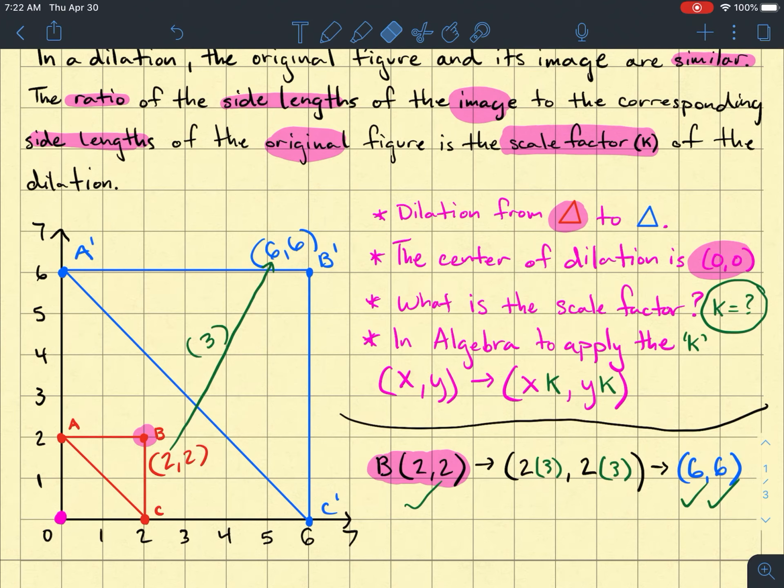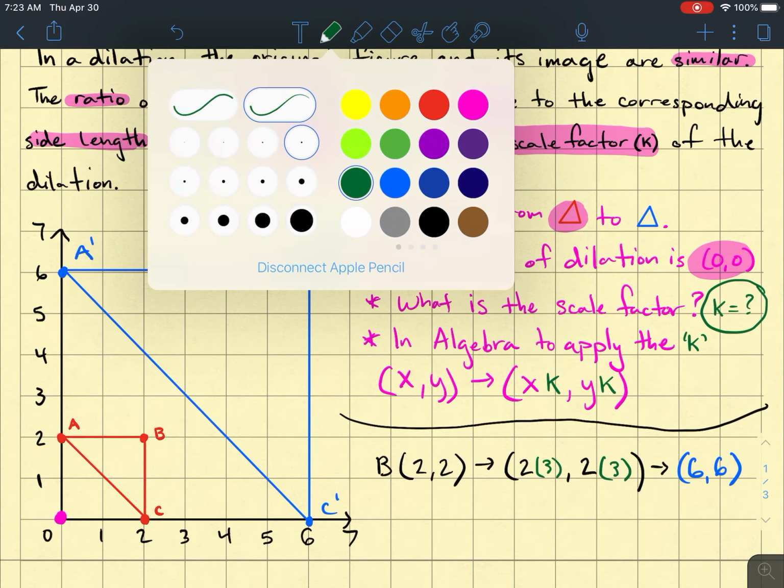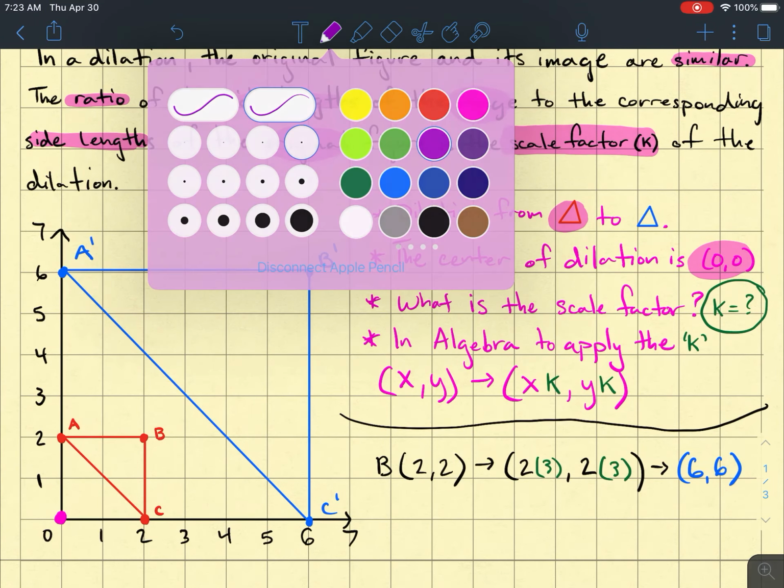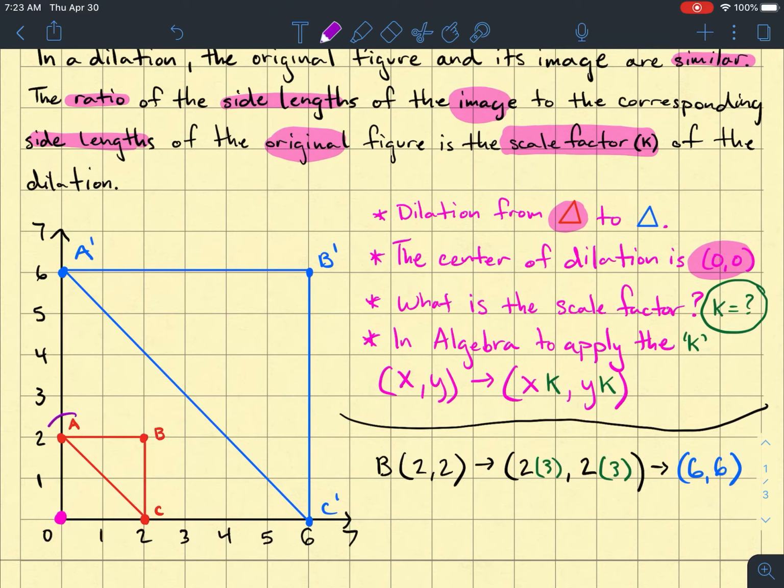Okay, let's do one more point before we move on. So let's take a look at A. We'll do this all in one color, we'll do it all in purple.